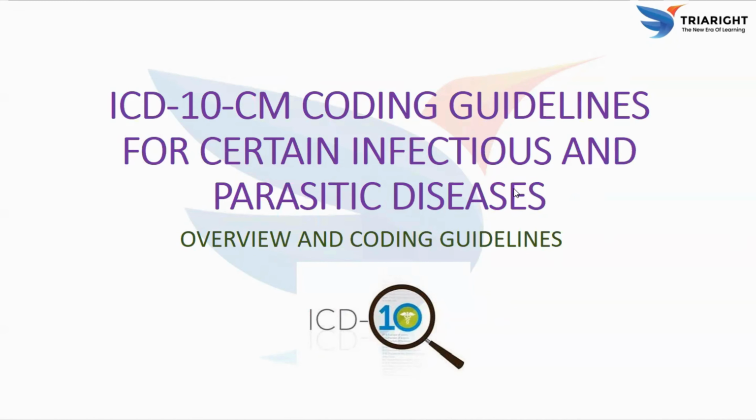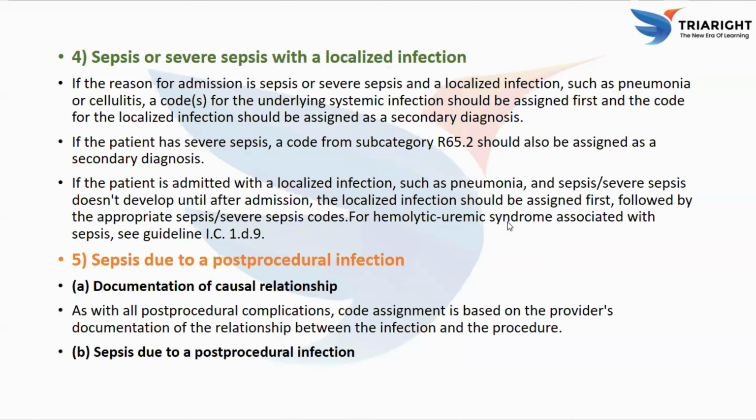Today in this session you are going to learn about the continuation of ICD-10-CM coding guidelines for certain infectious and parasitic diseases. In the earlier session you learned about sepsis and severe sepsis, how to code, and what the coding guidelines are for severe sepsis and sepsis without shock or with shock.